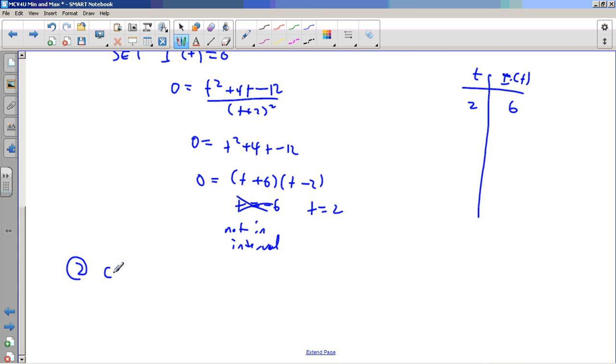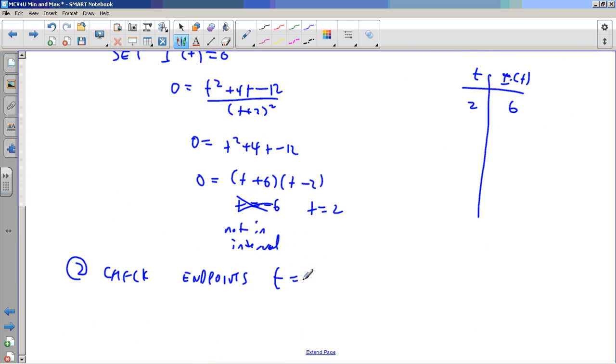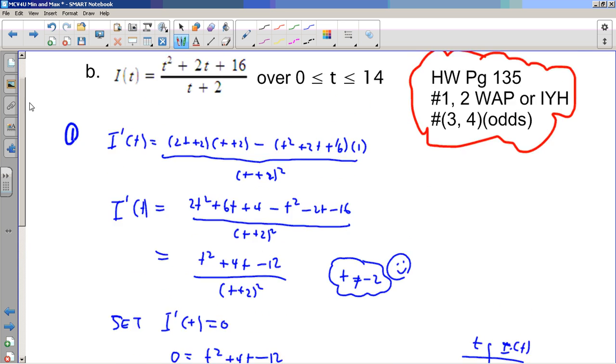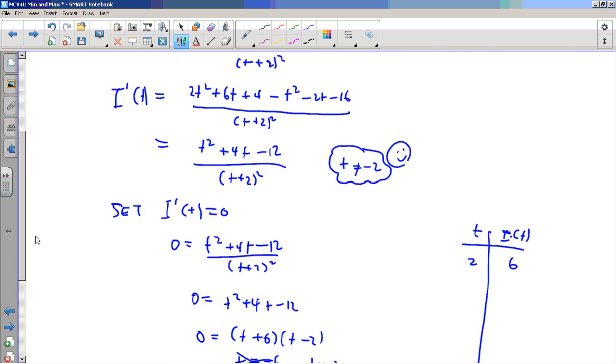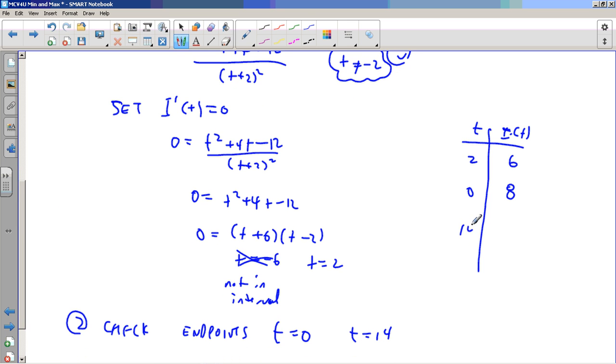The second thing is check the endpoints, which are when t equals, I can't remember the interval, 0. Oh, 0 is a fun one to check, isn't it? It's easy. So that's when t is 0. We got 16 over 2, which is 8. And then the other endpoint is 14, which you can do that calculation. A little more involved, bigger numbers, but you should get 15.